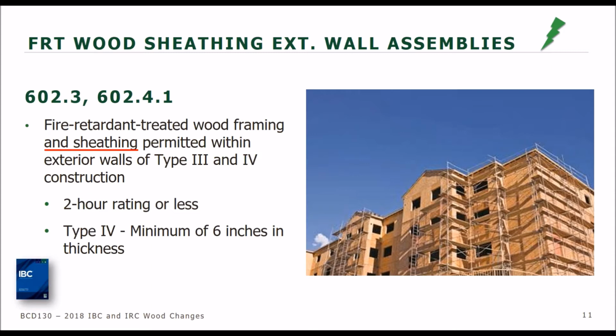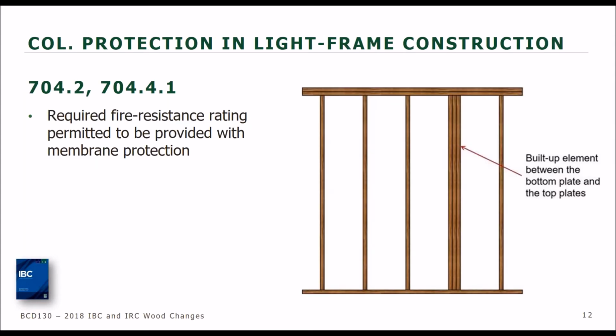Okay, let's progress. The next provision that has some clarification is Chapter 7, which is fire and smoke protection features. And this specifically has to do with fire resistance rating of structural members and specific to column protection.